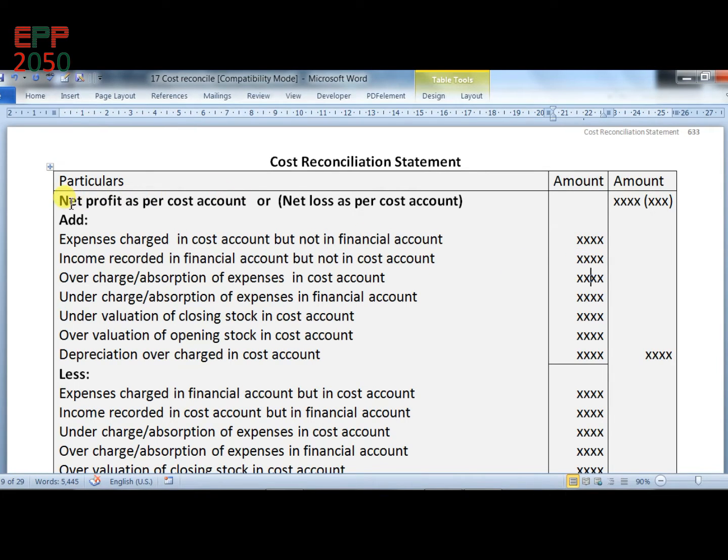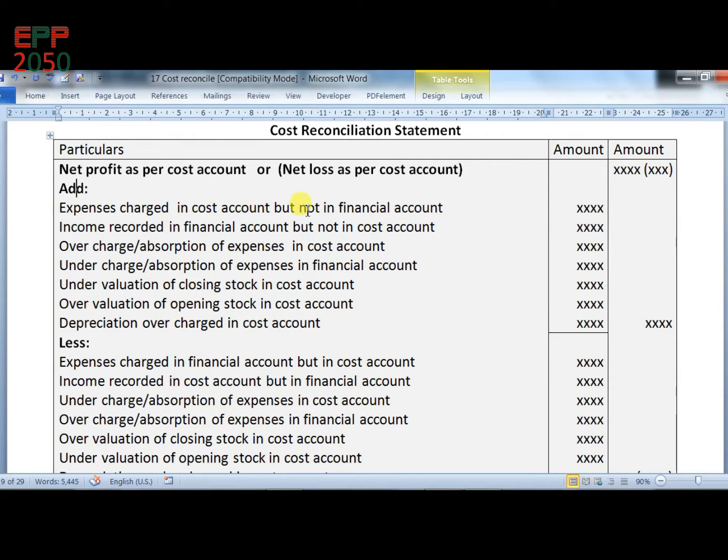First of all, we should write down net profit as per cost accounting. If there is profit, we should write down a positive figure. If there is net loss, we should write down a negative figure. It is in bracket, it is the loss. Without bracket, it is the profit. Add.